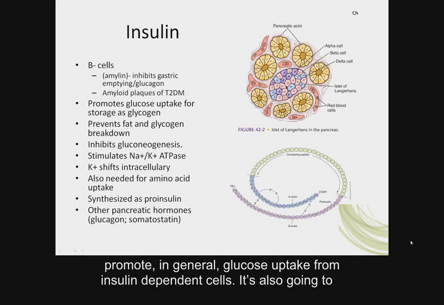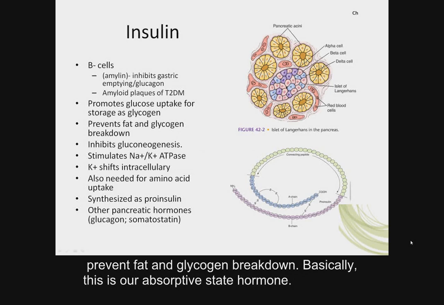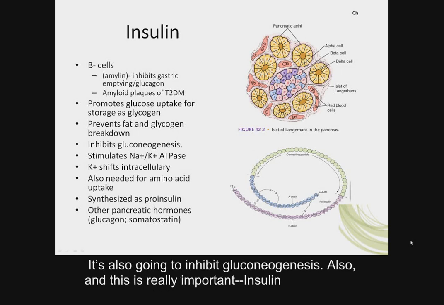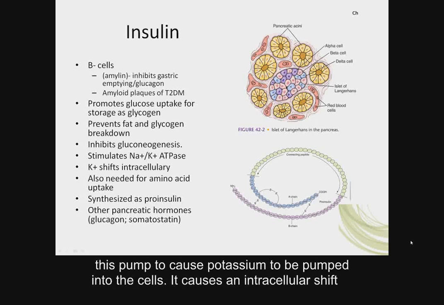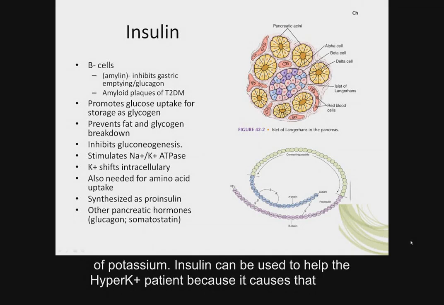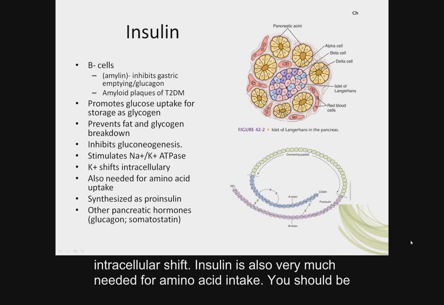It's also going to prevent fat and glycogen breakdown. Basically, this is our absorptive state hormone. It's also going to inhibit gluconeogenesis. Also, and this is really important, insulin directly affects the sodium-potassium ATPase. Insulin will directly stimulate this pump to cause potassium to be pumped into the cells. It causes an intracellular shift of potassium. Insulin can be used to help the hyper-K patient because it causes that intracellular shift.